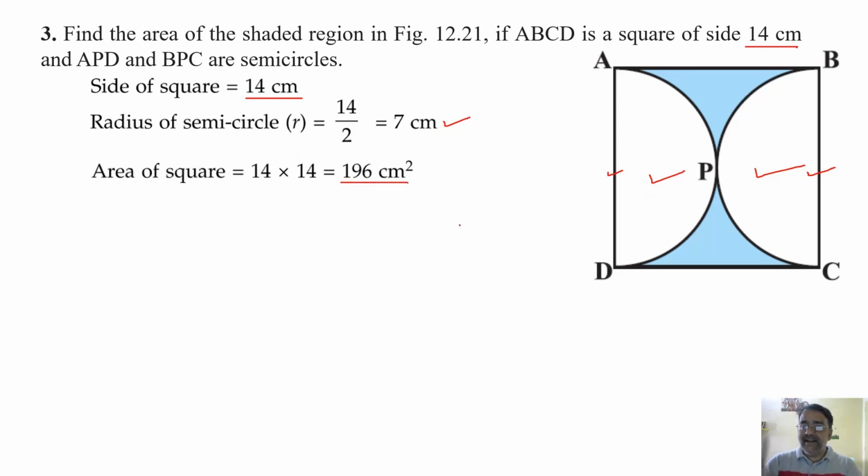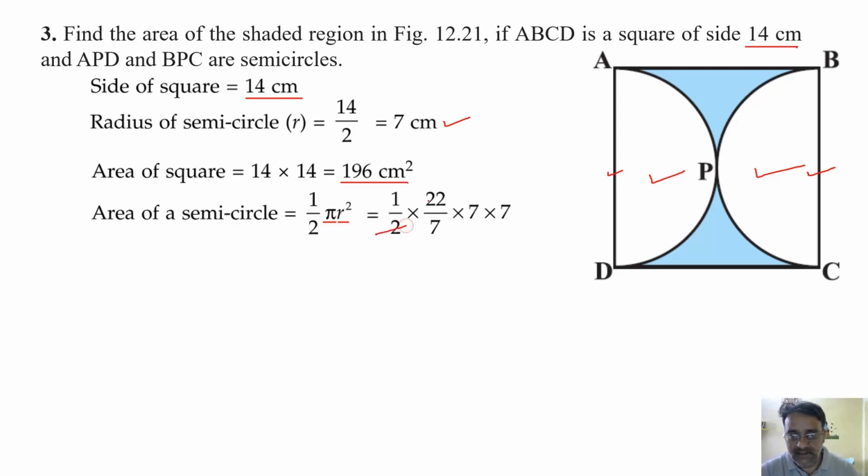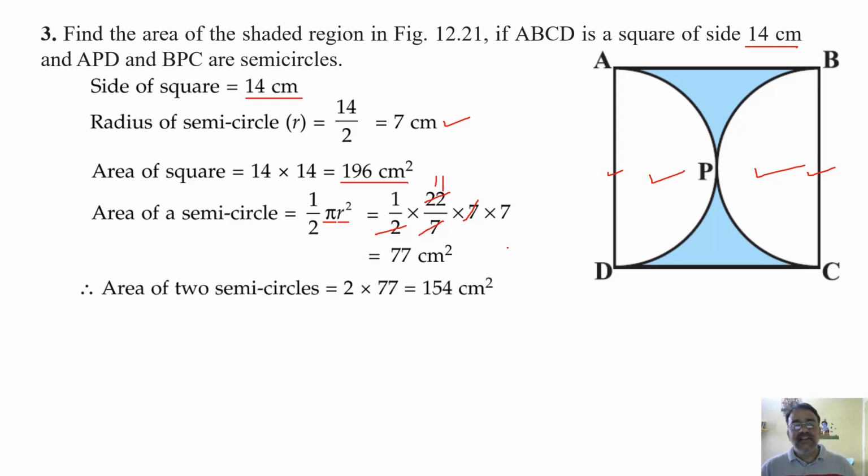Now we'll calculate the area of one semicircle. So what is the area of a semicircle? Half into pi r square. Very good, half into pi r square. So the value of pi is 22/7, and this is 7 into 7. So 1, 2 we can cancel here, and 1, 7 also cancel, and we'll get 77 centimeter square. This is the area of one semicircle. Now the area of two semicircles will be 2 into 77 centimeter square, that is 154 centimeter square.